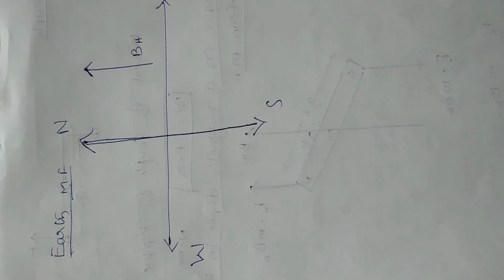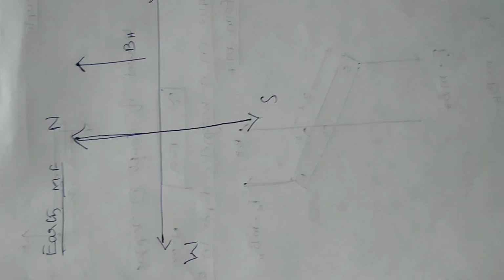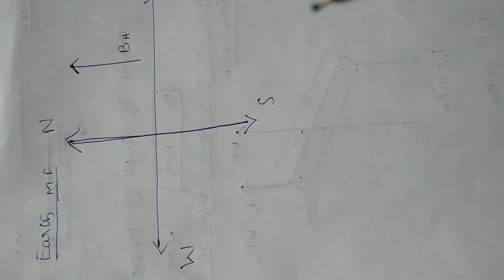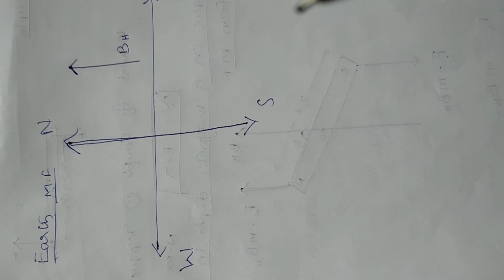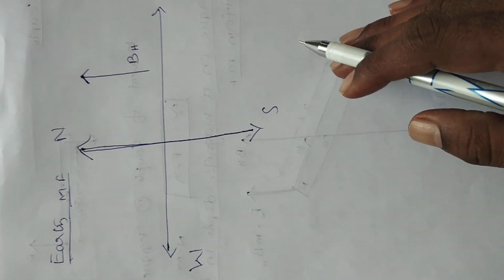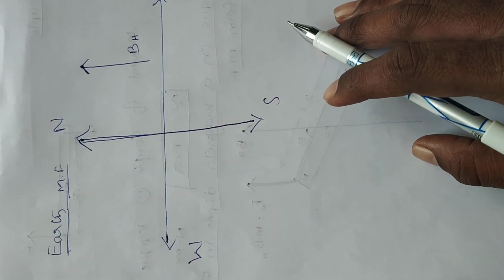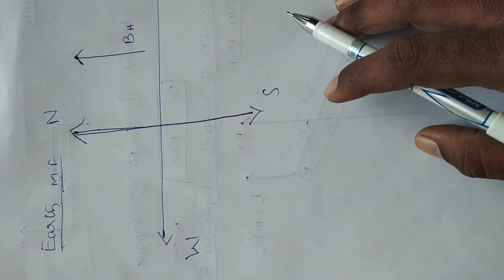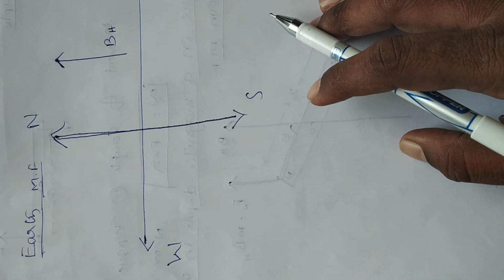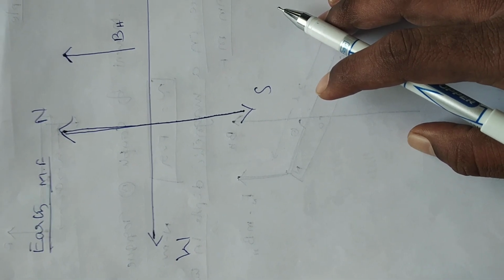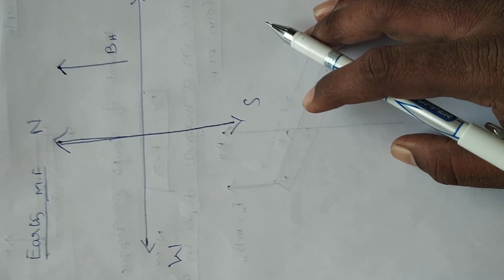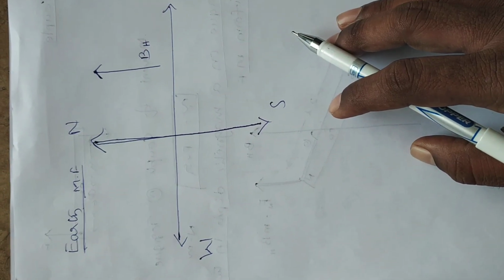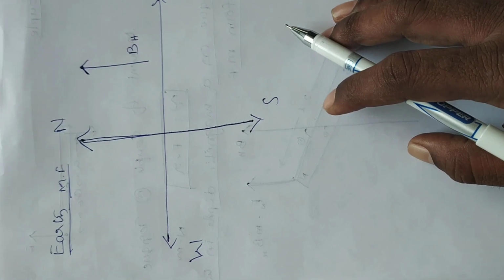In the previous video, we discussed the concept of null points. A null point is a point where the total magnetic induction becomes zero. Am I right? Okay. So first, there is one more application for null point.